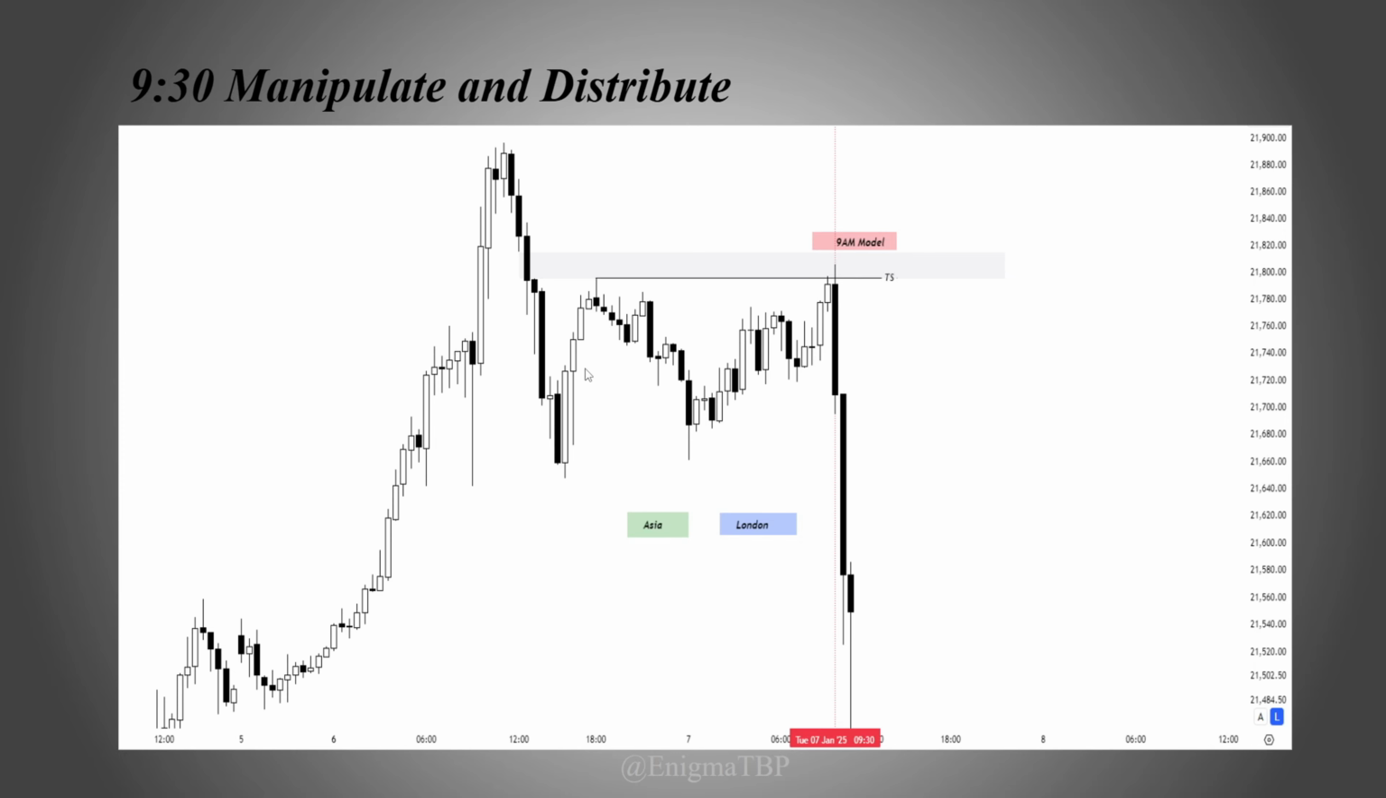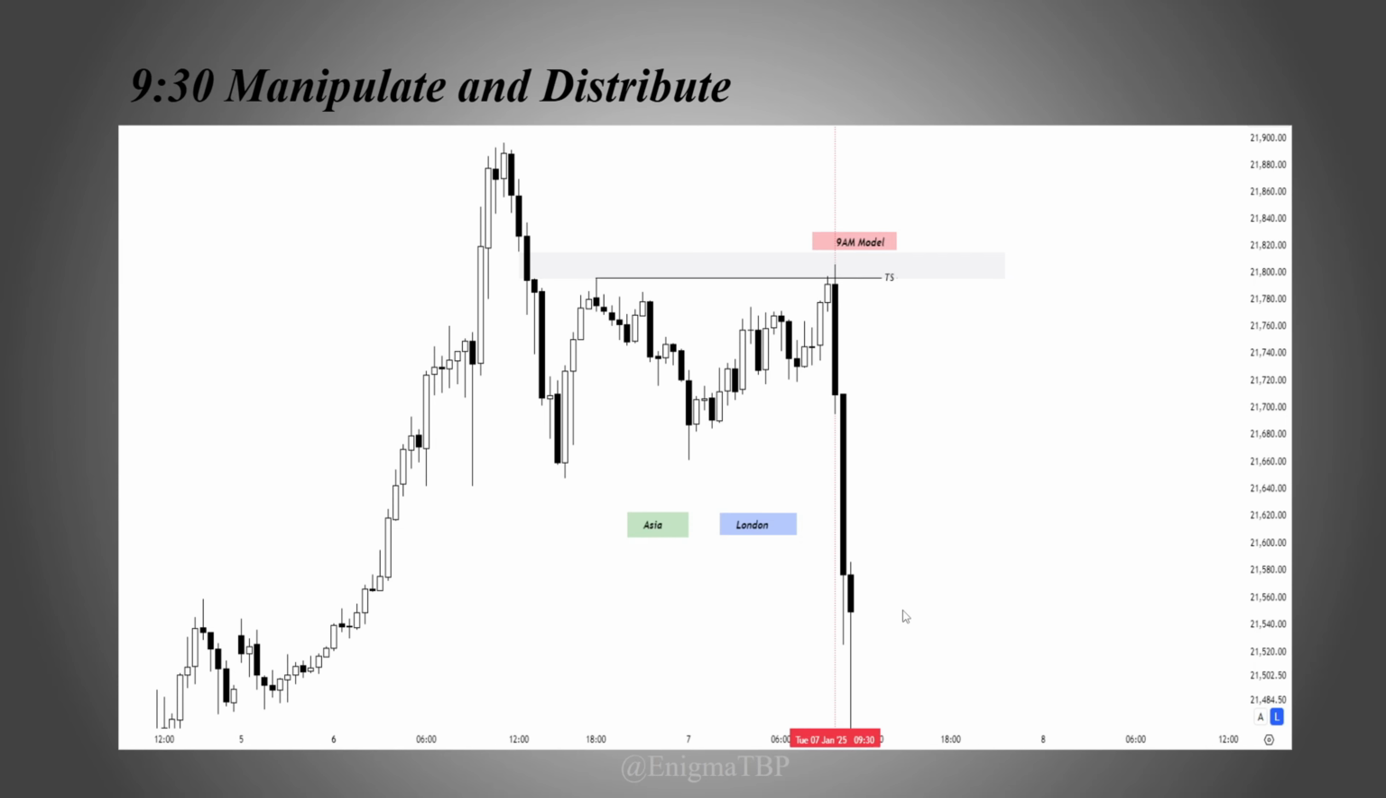First, look at Asia. What did Asia do? Then look at what London did. On days like this, on days where I want 9 a.m. to create the high or the low of the day, whenever I say 9 a.m. it is always 9:30. Right? 9 a.m. is just the hourly candle that I'm trading. But I will always wait till 9:30.